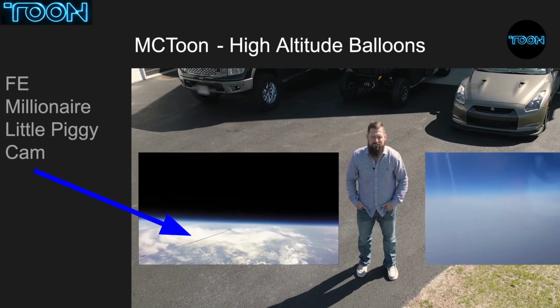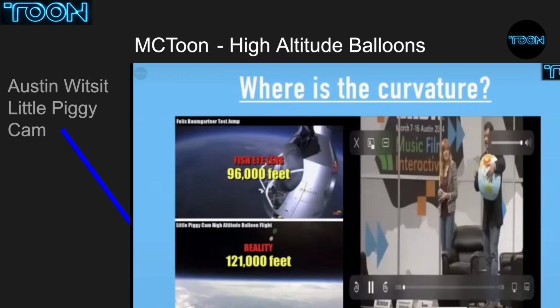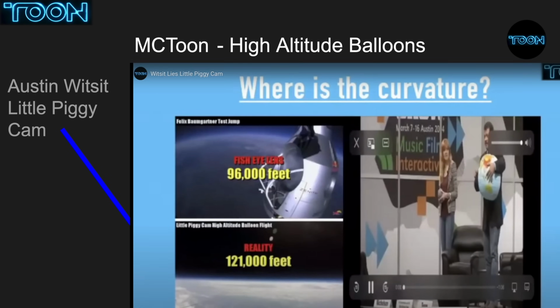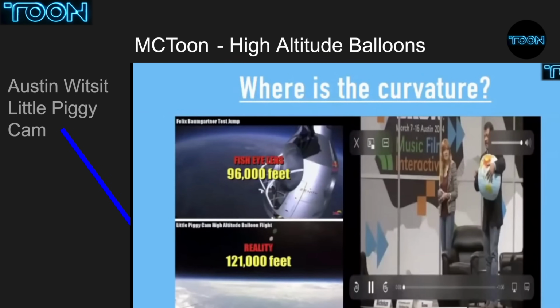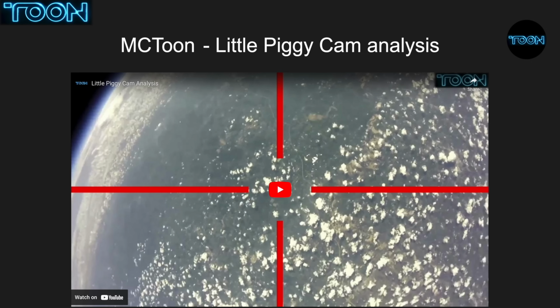Here is Flat Earth Millionaire in his documentary Level, Little Piggy Cam as his only evidence of the Earth being flat. Here's Austin Whitsitt in a debate saying that one there, the bottom one on the left, is reality, he said in there. He called that reality in the debate, Little Piggy Cam. But here is the actual video from the Little Piggy Cam that they never play.